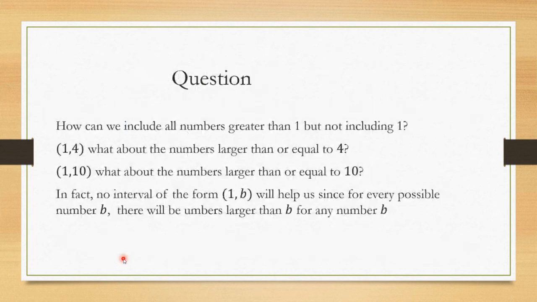All right. Let's suppose we wanted to make an interval where we include all numbers greater than 1. We're not including 1, though. So we want to include everything to the right of 1. How would we do that? Well, what we have seen so far is not going to help us. If we were to try something like 1 to 4, this is not going to help us, right? Because there's numbers greater than 4. Not to mention 4 itself is not in here.